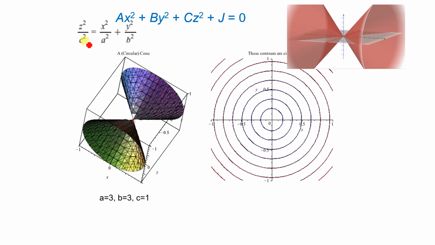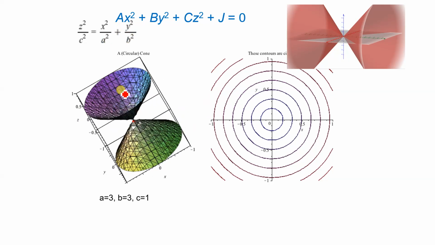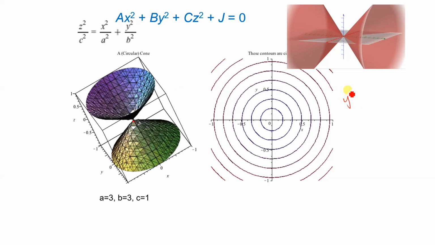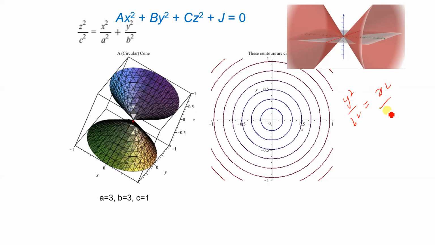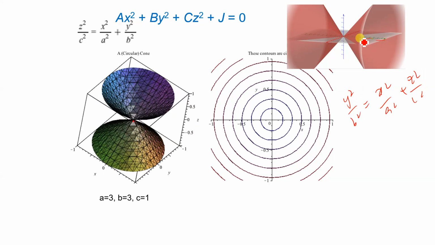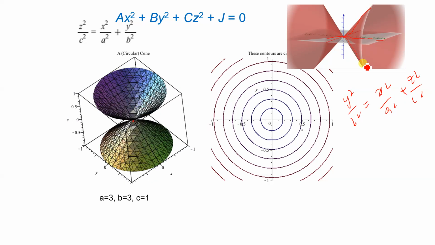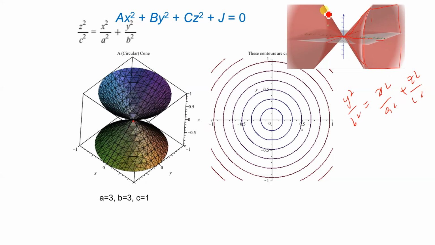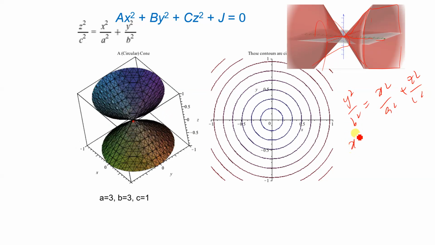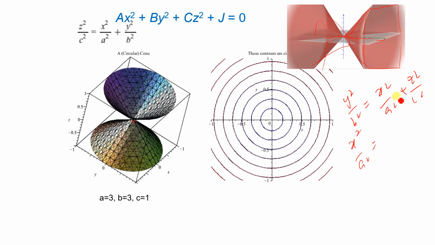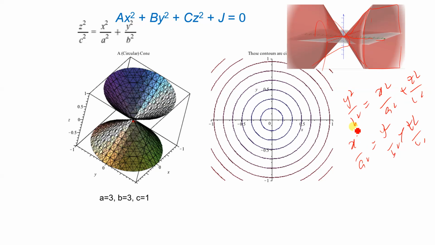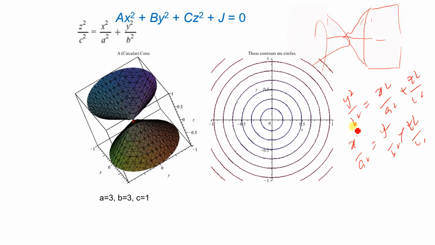So if z square over c square is equal to x square over a square plus y square over b square, so axis of symmetry is z axis. But in case we have an equation like this, y square over b square is equal to x square over a square plus z square over c square, then axis of symmetry will be y axis, and shape of the surface will be this. Similarly, we can have an equation x square over a square is equal to y square over b square plus z square over c square, and in this case axis of symmetry will be x-axis.